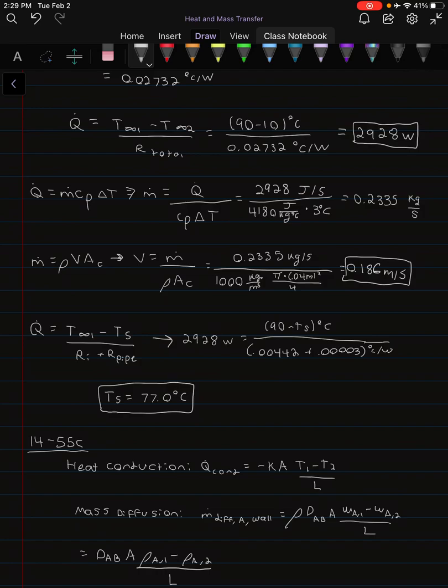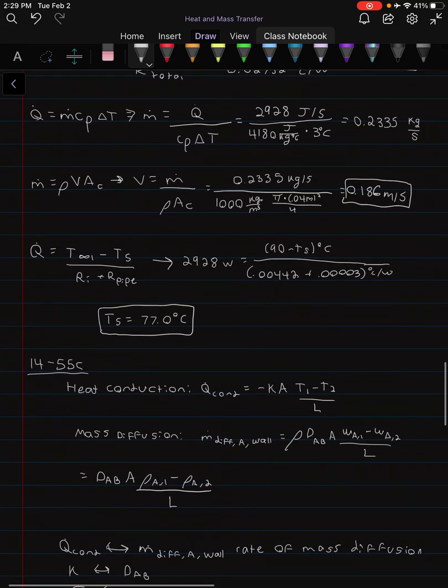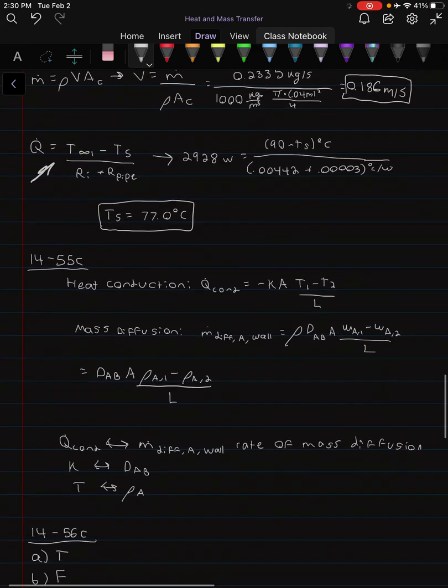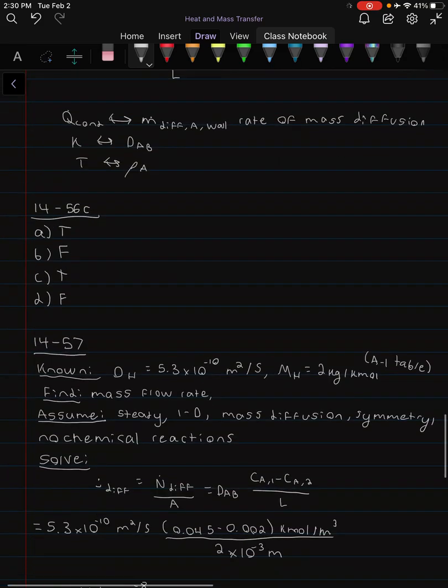And then Q is equal to m dot c delta T. So you can find what your m dot, your mass flow rate, is, and that's 0.2355 kilograms per second. Next, you can find your velocity based on your density, which is 0.186 meters per second. Your Q dot for a portion of this is your difference in temperatures over R_i plus your R_pipe. You plug that in, you get 77 degrees C.